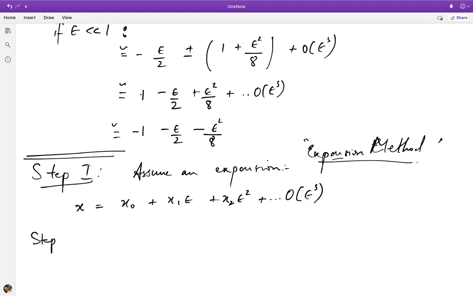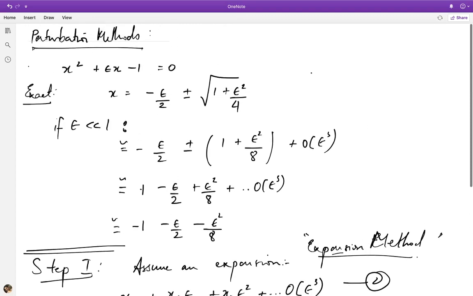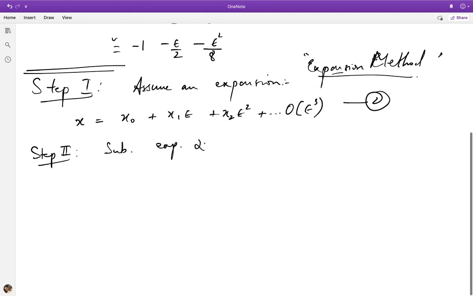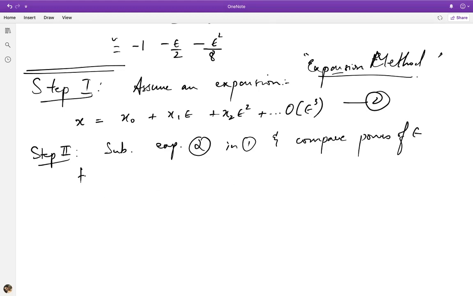Step 2 is to substitute the expansion. Let me call this equation 2. Let me go up here and call the original governing equation 1. Okay, so to substitute the expansion 2 in 1, and basically you have to compare the powers of epsilon to obtain equations for the expansion coefficients.